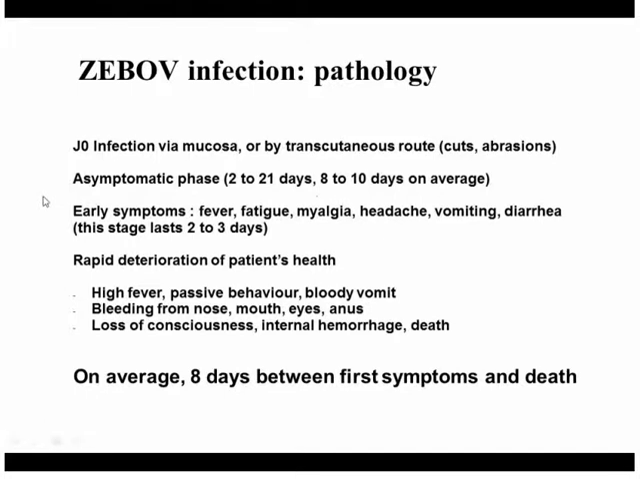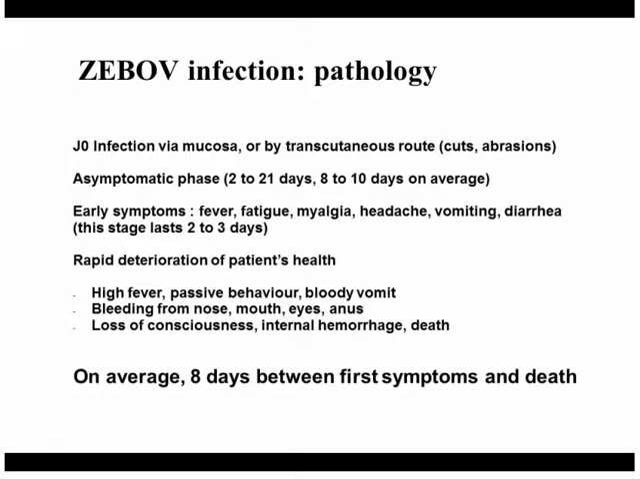Then you'll have early symptoms: fever, fatigue, muscle aches, myalgia, headache. All of these are very, very non-specific. Vomiting and diarrhea. You have this for 2 to 3 days. This is why it's difficult to diagnose. Fever, fatigue, myalgia, headache, the same thing as influenza, right? We just saw that. So often this could be called a prodromal phase, where people get symptoms, but the symptoms are very non-specific.